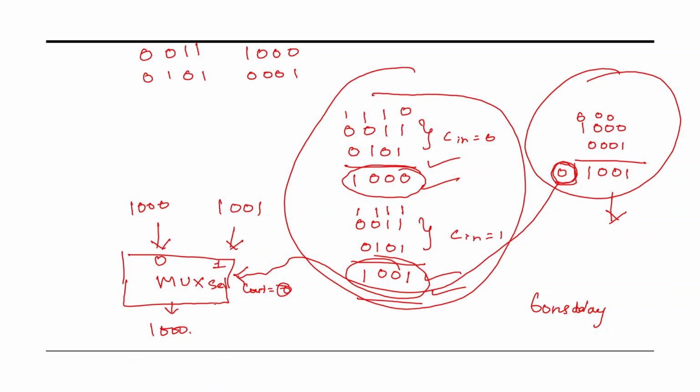Then we need to add a multiplexer delay. So for a carry select adder, the delay will be the delay of the ripple carry adder plus the delay of the multiplexer. The delay of your ripple carry adder, the 4 bits, and then the multiplexer delay will get added up. That's the carry select adder delay.